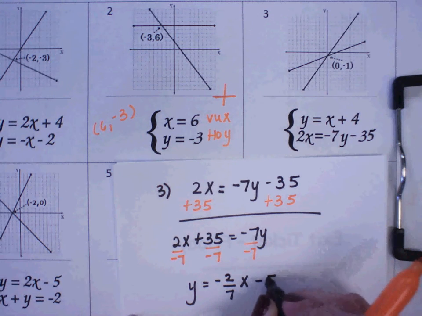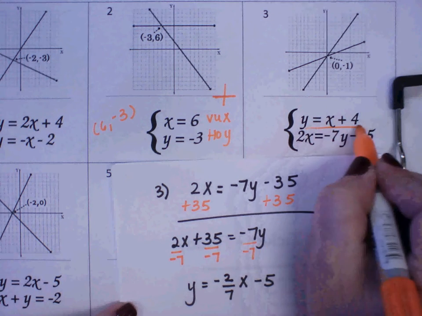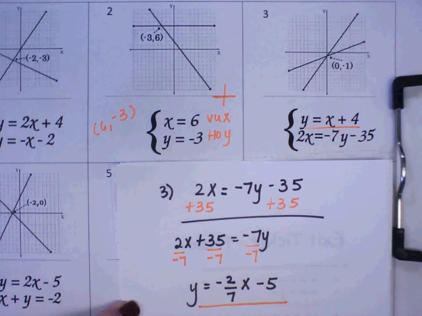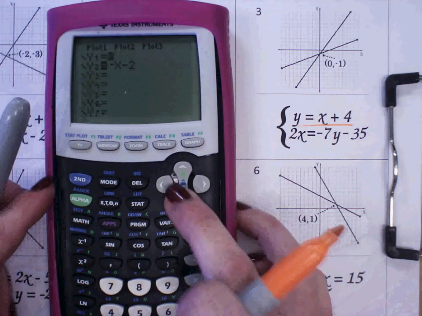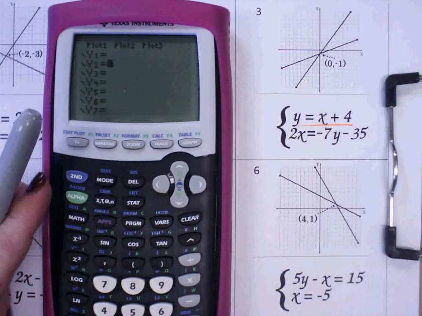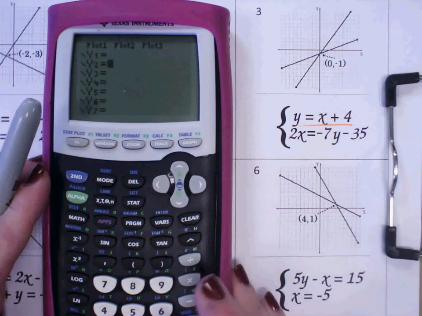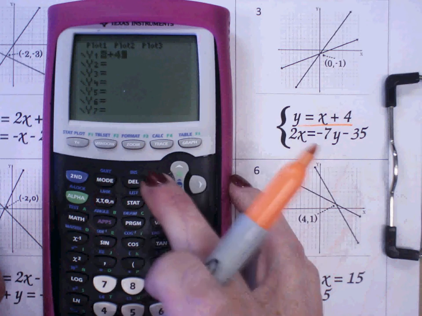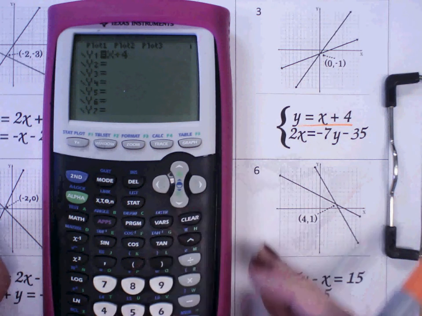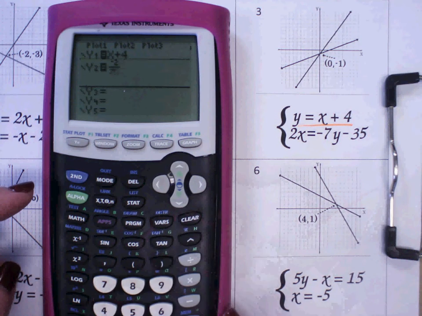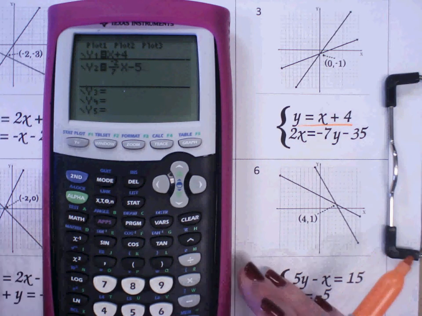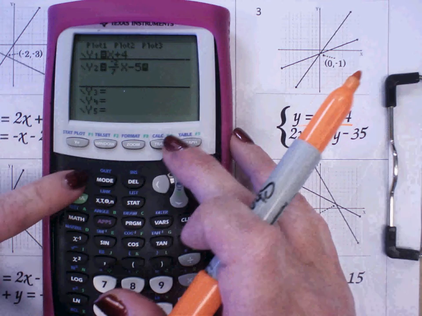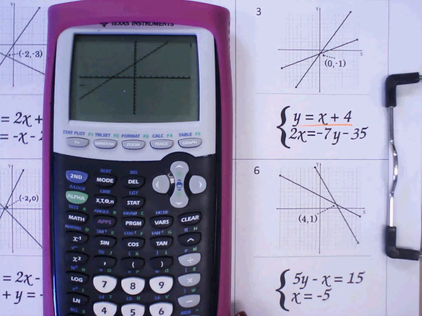All right. So now we're going to put this one and this one in the y equals, right? So let's do it. All right, so x plus 4, and then negative 2 sevenths x minus 5. Am I going to have to change the window? No, it's just 4 and negative 5, so I can just go ahead and calculate that point. One, two, three. Negative 7 and negative 3. Very good.